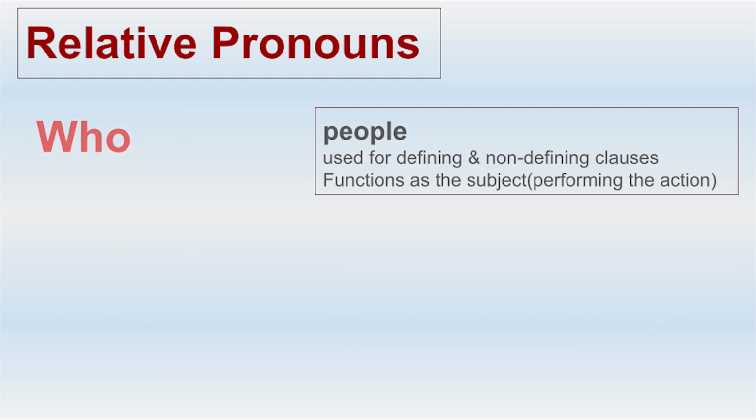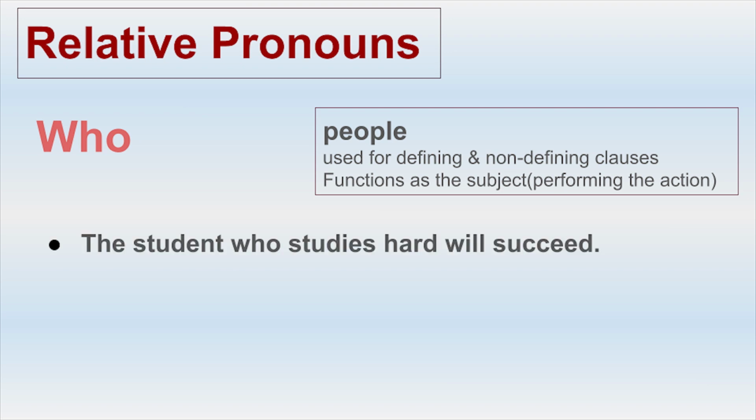Who. Who can be used for both defining and non-defining clauses. Who functions as the subject of the sentence. It performs the action. Here's an example when who is used as a defining clause. The student who studies hard will succeed. Who studies hard will succeed is the defining clause.